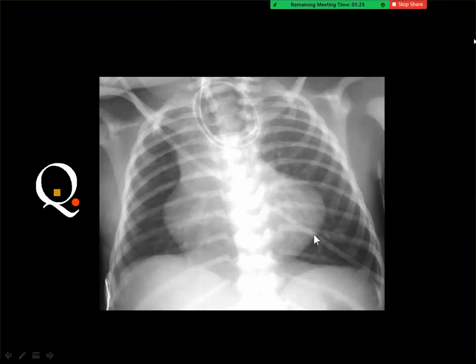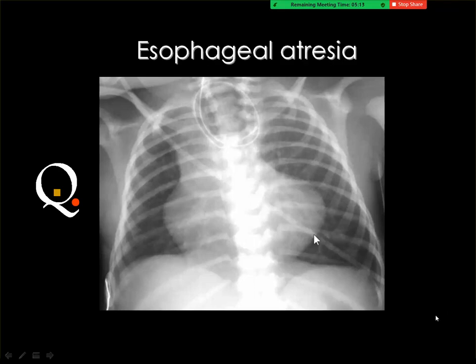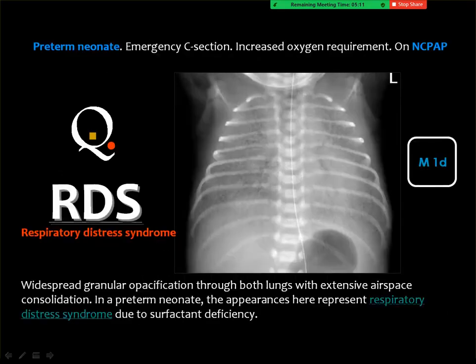No, this is not a tracheoesophageal fistula, but there is esophageal atresia because the nasogastric tube is coiled in the upper part of the esophagus. There is no evidence of tracheoesophageal fistula because there is no gas in the abdomen. This is esophageal atresia. Next case.